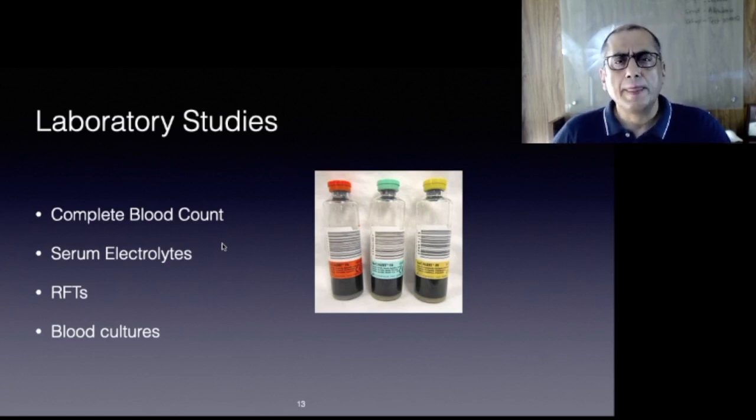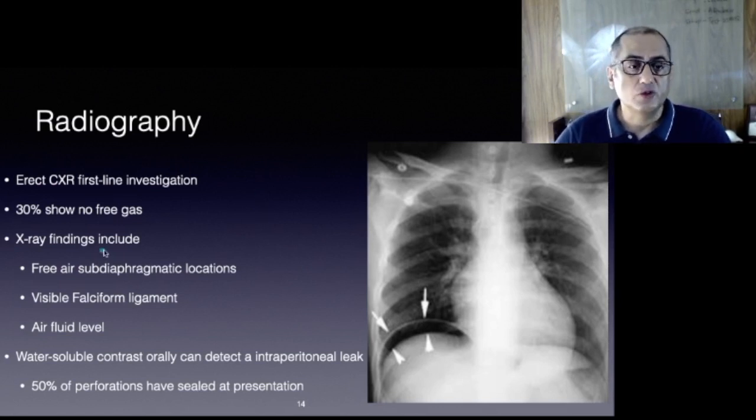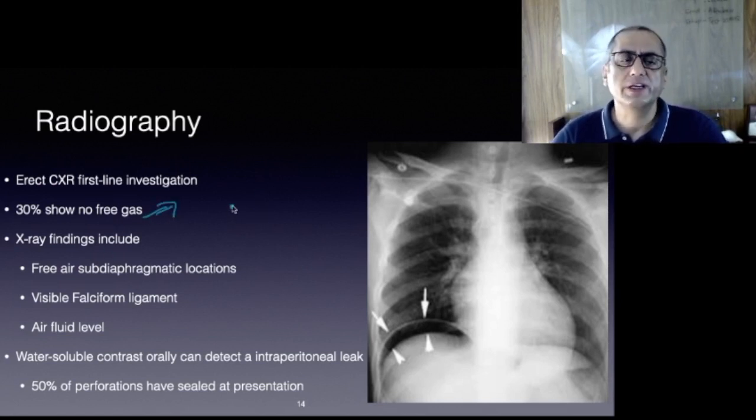is present. Erect radiographs of the chest are recognized as the most appropriate first-line investigation when a perforated peptic ulcer is likely. However, in approximately 30% of patients, no free gas can be identified. Here we look at this. This is the free gas here now.